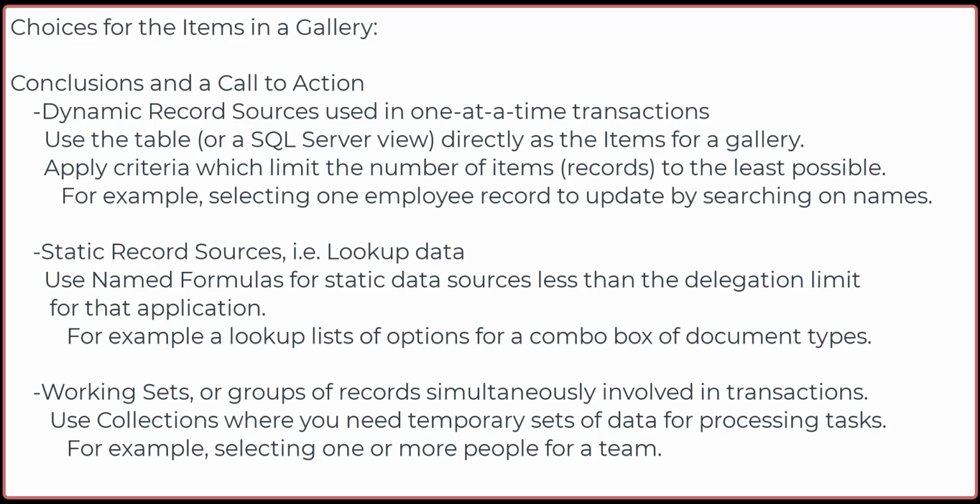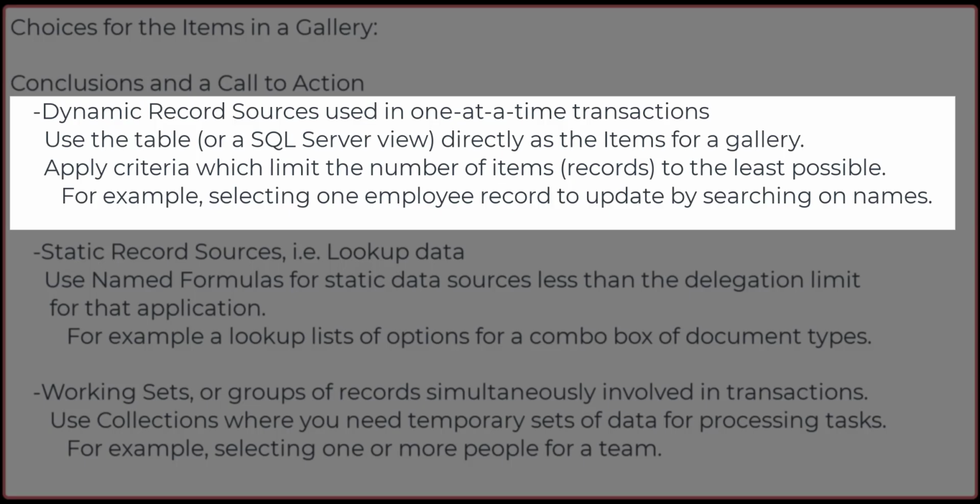First, I decided that there are three broad categories in which we use records from an underlying data source. First, we have situations where we need a dynamic record source for a one-at-a-time transactional operation. When that's the case, we want to use the table itself, or the SQL Server view itself, or whatever our data source is, directly as the items for a gallery. Of course, we're going to apply criteria which limit the number of items or records returned to that gallery to the least possible, one being optimal.